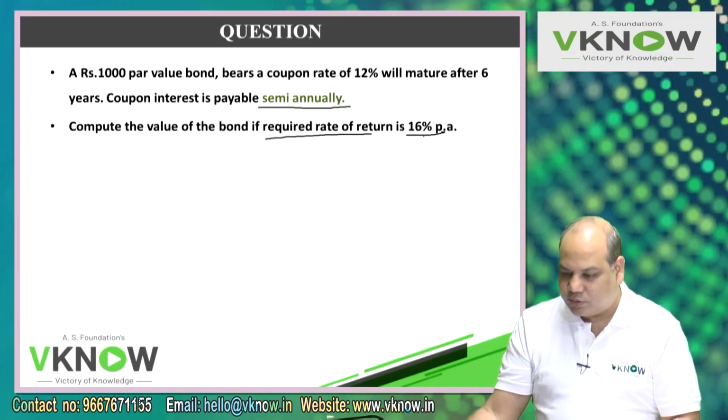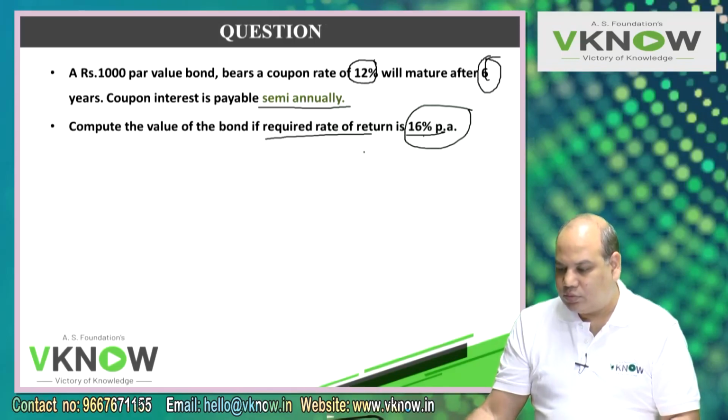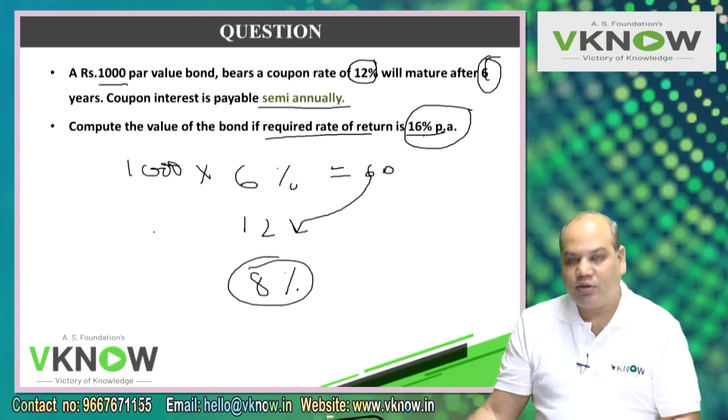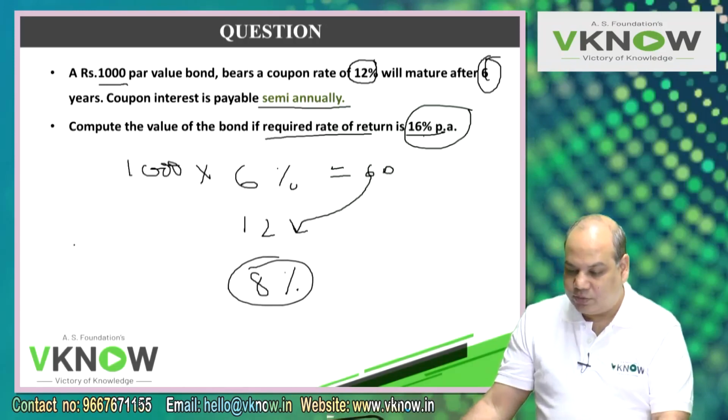So what are the 3 changes I am going to make? The coupon rate will be divided by 2, the number of years will be multiplied by 2, and the discount rate will be divided by 2. So effectively I will take coupon rate 6%, number of years 12, and discount rate 8% to solve the problem. 1000 is your face value. So 1000 into 6% means you will get 60 rupees 12 times, and that you discount at 8%. That will give you the present value of the bond.